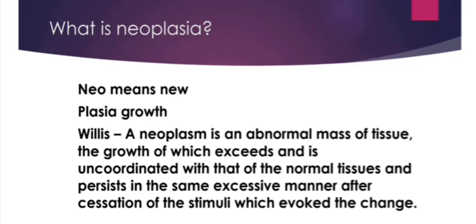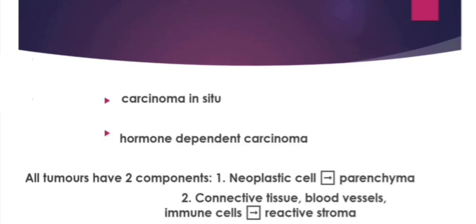So, Willis has defined neoplasia as such. A neoplasm is an abnormal mass of tissue, the growth of which exceeds and is uncoordinated with that of the normal tissues and persists in the same excessive manner after cessation of the stimuli which evoked the change. But there were two exceptions to Willis' definition. One is carcinoma in situ and the other is hormone-dependent carcinoma. Carcinoma in situ is not a mass of tissue and hormone-dependent carcinoma does not persist after cessation of the stimuli.